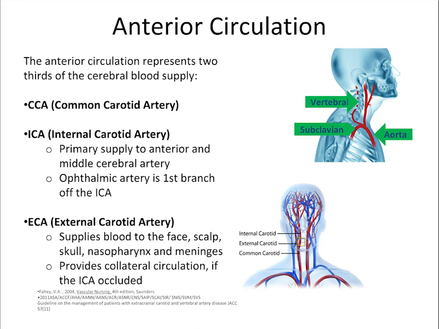The first section of the internal carotid artery is called the carotid bulb or sinus and contains the baroreceptors that regulate blood pressure and chemoreceptors that detect carbon dioxide in the blood. The external carotid artery and its branches supply blood to the face, scalp, skull, nasopharynx, and meninges.